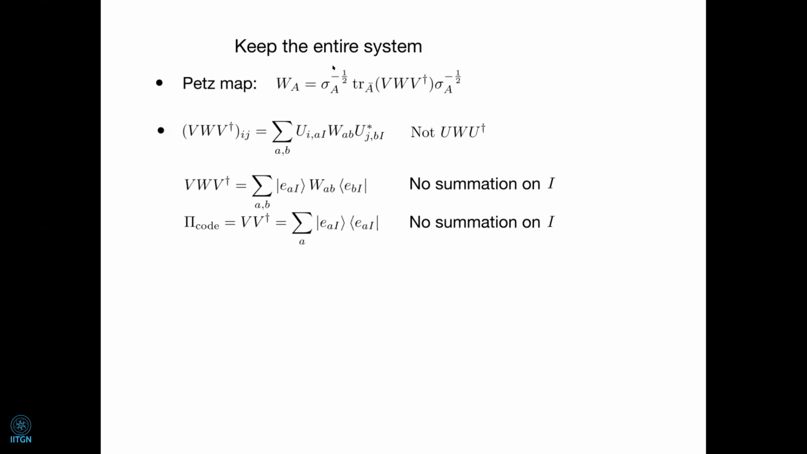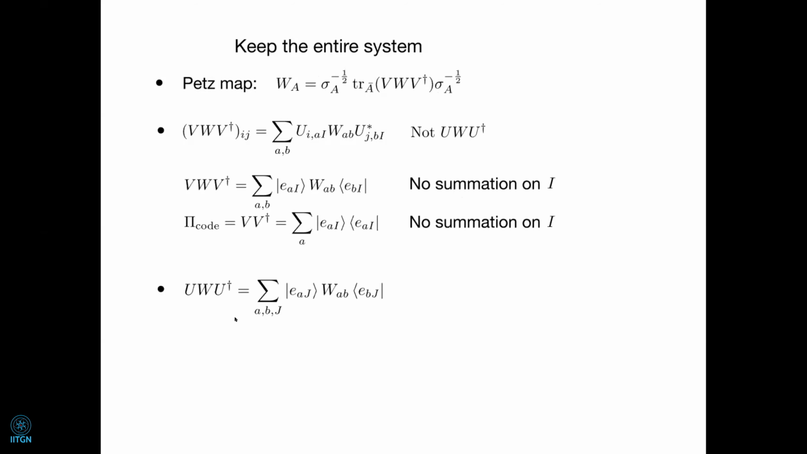Then we look at, there are two parts here, sigma A. In this case, sigma A is nothing but the projection to the code subspace. Again, it can be written as something like this, ket and bra. We have a summation over the spin index A, but we don't have a summation over this capital I.